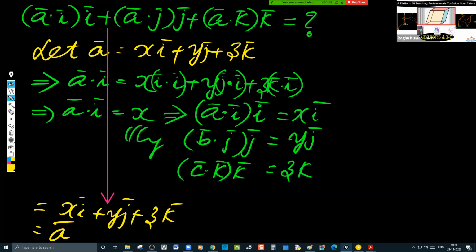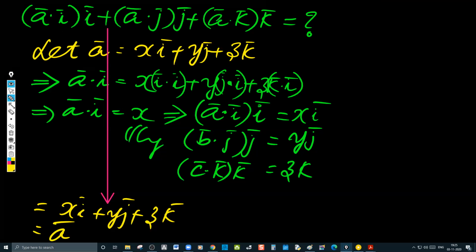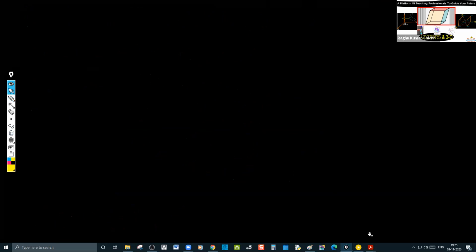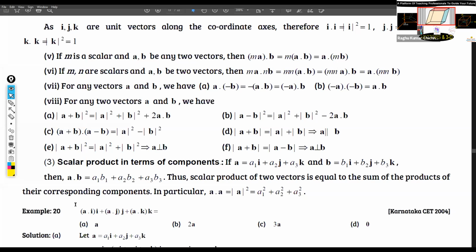A dot i into i plus A dot j into j plus A dot k into k is equal to A bar. Because x is written as A dot i, y is written as A dot j, and z is written as A dot k. That is why it remains the same. Okay, now let us go to the next part of it. So the answer is A bar. Let me move to the next question.